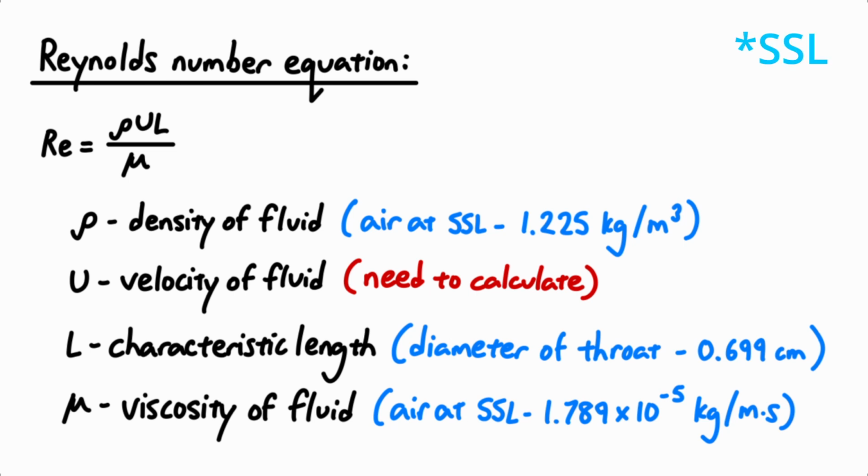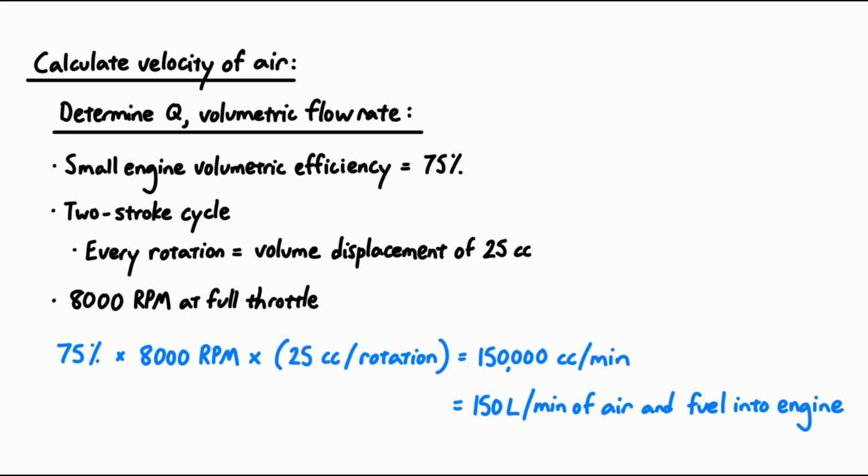We can use STP values for density and viscosity for air, and the characteristic length is the diameter of the throat of the carburetor. That leaves U, the velocity at the throat. We can determine the velocity of the airflow by finding the engine's volumetric flow rate with its parameters. For a small engine, the volumetric efficiency is around 75%. For a hedge trimmer, the engine runs on a two-stroke cycle, has a volume displacement of 25 cc, and runs at 8,000 RPM at full throttle. A two-stroke engine displaces that amount of volume in one rotation.